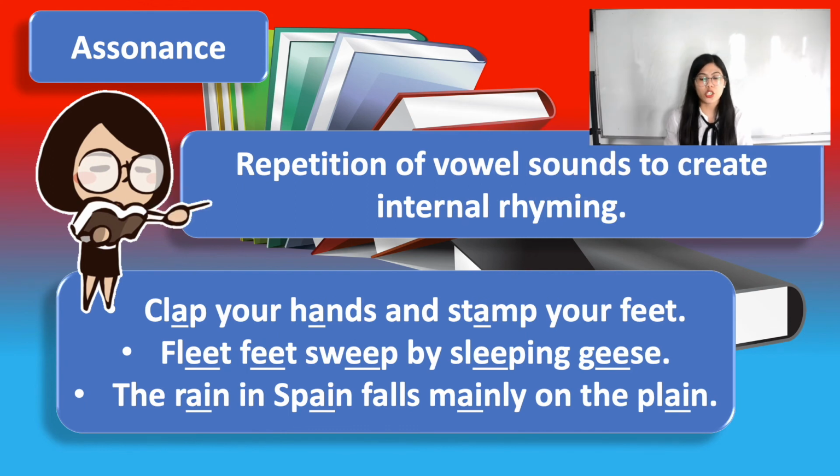Next figure of speech is the assonance. It is the repetition of vowel sounds to create internal rhyming. So the vowel sounds that we have are a, e, i, o, and u. Example: clap your hands and stomp your feet. As you can see here, we repeated the vowel sound a. Next, fleet feet sweep by sleeping geese. Here, we repeated the vowel sound e. Next, the rain in Spain falls mainly on the plain. So here we repeated the sound a.